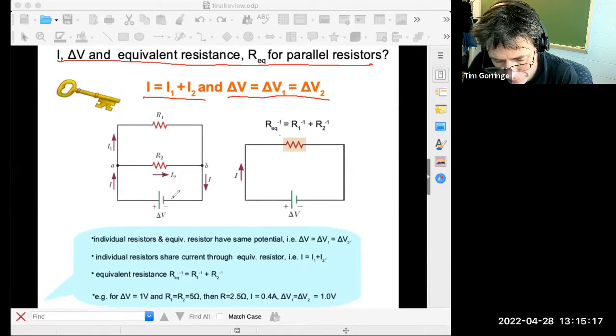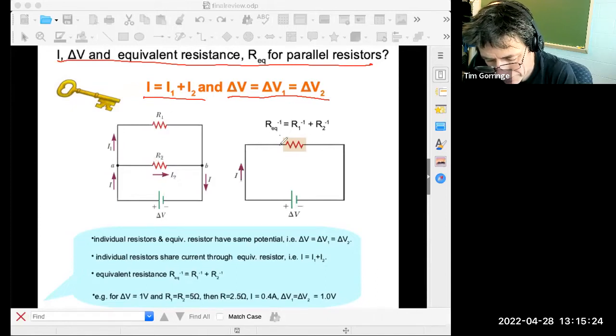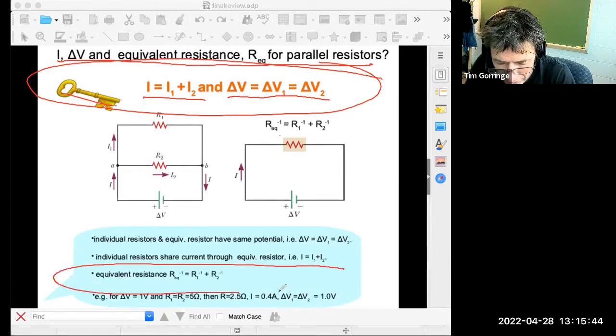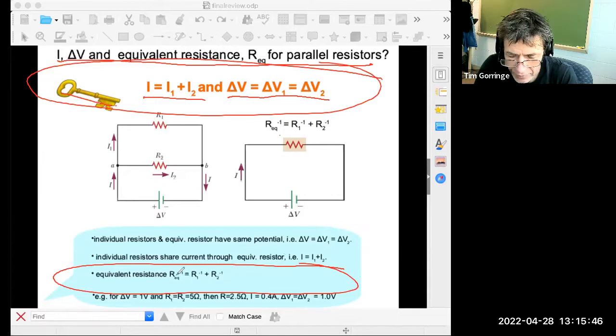And so this battery's voltage is applied across both R1 and R2. And it's also applied across the equivalent resistor here. Based on this understanding, this is the key to understanding this circuit. Again, it's all about how current and voltage is or isn't shared, just like it was in the series case. It leads to the rule for how to combine resistors in parallel to get the equivalent resistance.